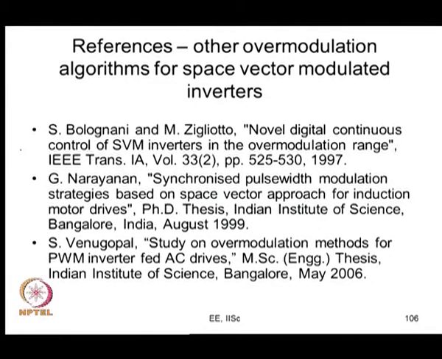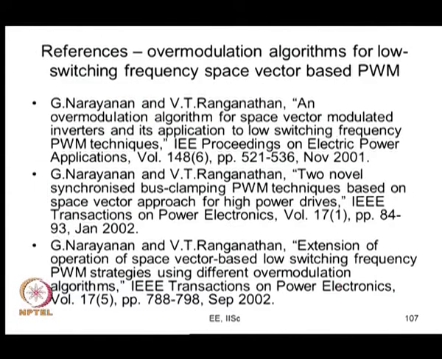So, this is the reference for the single zone overmodulation algorithm, and these two are examples of modified 2 zone algorithms. Two different modified algorithms are discussed here. One kind of modification based on k ang is discussed here, and another modification is discussed in this one. So, these are useful references for you. These are some more references which deal with low switching frequency PWM.